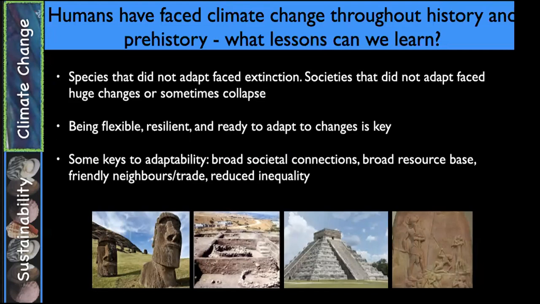Some keys to adaptability we can surmise from looking at archaeological records include broad societal connections, broad resource bases, not over-reliance on a few key resources, and having friendly neighbours and trade.